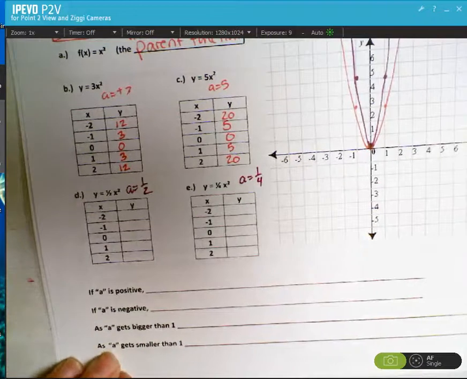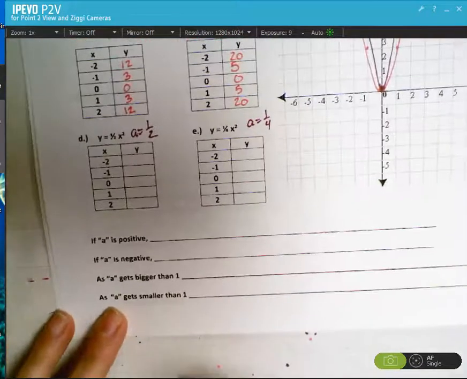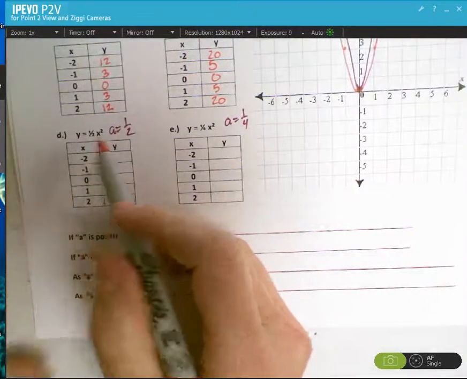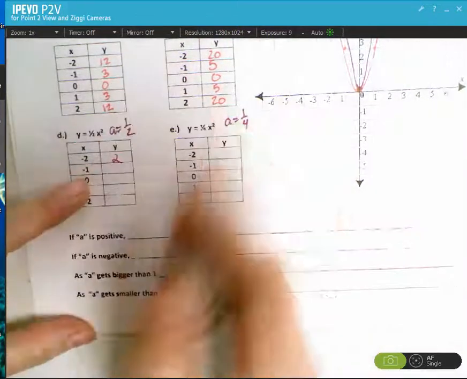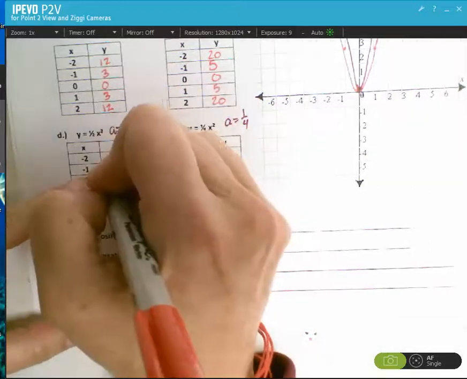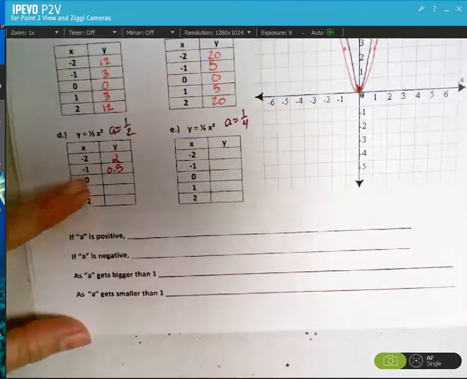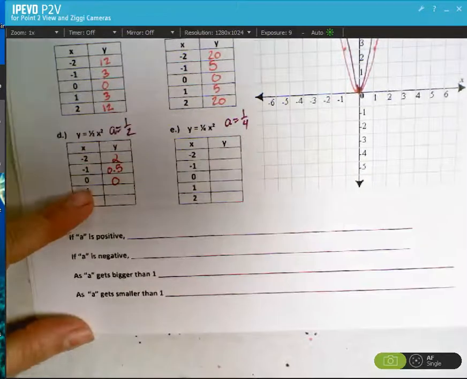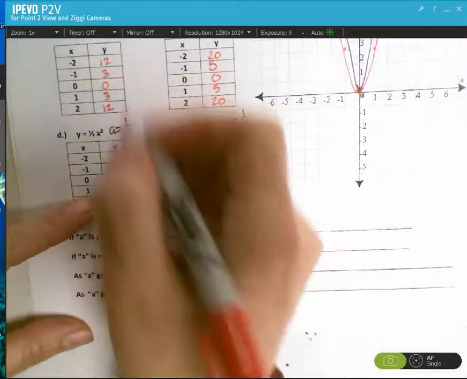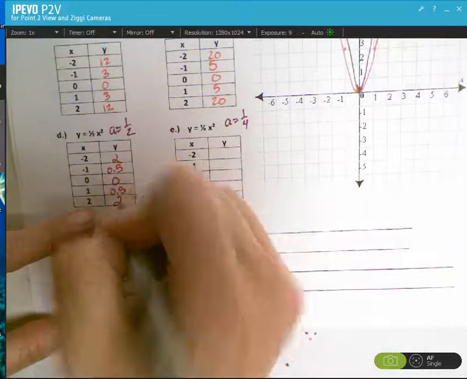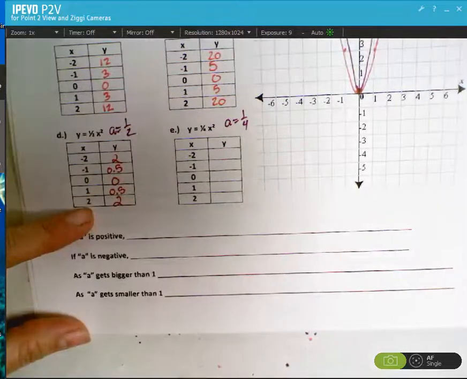So as A gets smaller, let's substitute in our point values for x. -2 squared is 4. 4 times 1/2 is 2. -1 squared is 1 times 1/2 is 1/2. So I'm going to call that 0.5. 0 times anything is going to get me back to 0. 1 squared, I end up back at 0.5. And 2 we know is already 2 because it's symmetric.